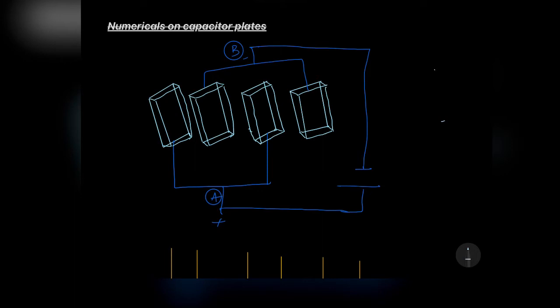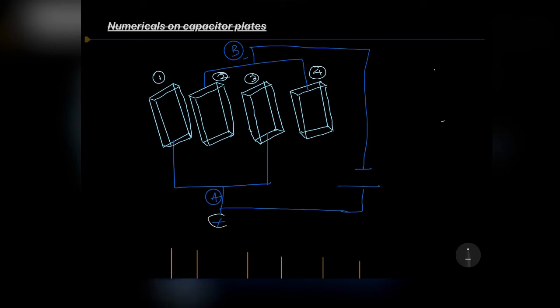Numericals. Here, suppose there are four plates. Let's name them plate 1, 2, 3, 4. Now suppose plate 1 and 3 are connected to the positive end of the battery. The connection point is called, suppose, A. And plates 2 and 4 are connected to the negative side of the battery, and the point of connection is called, suppose, B.